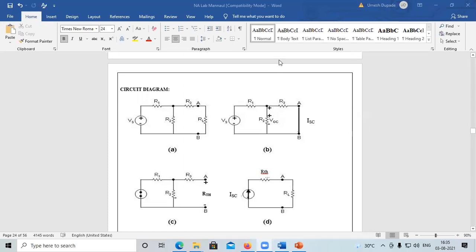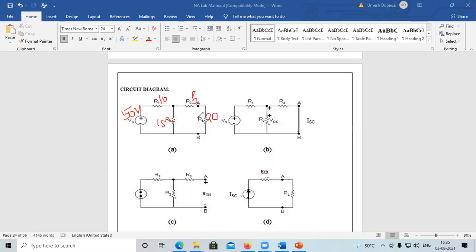Okay, we will take similar values. Now see, take Vs equal to 50 volt. Then the resistance R1 is 10 ohm, resistance R2 is 15 ohm, resistance R3 is 5 ohm, and RL is equal to 20 ohm. या value घेतलेले आहेत आपण.